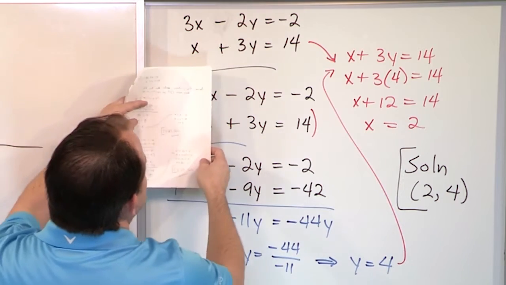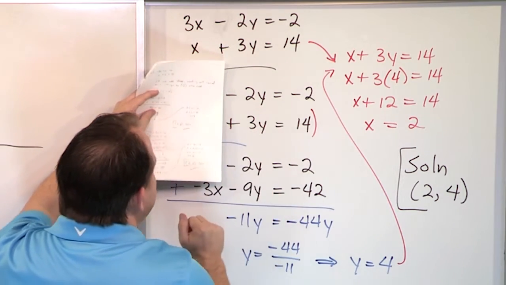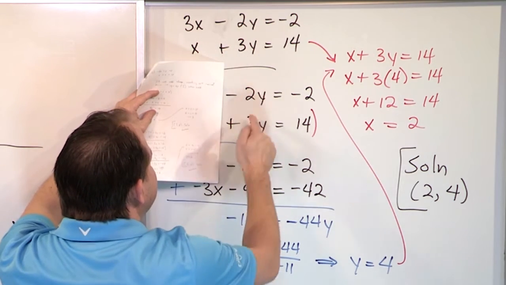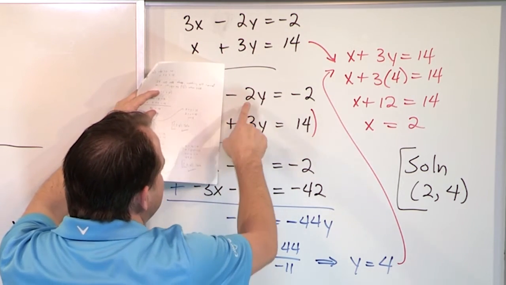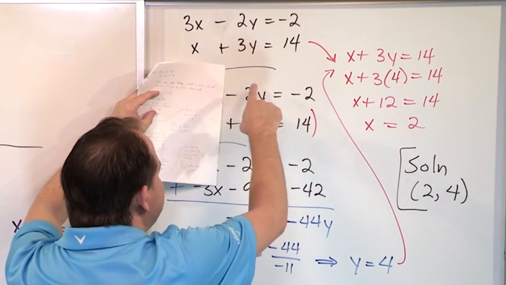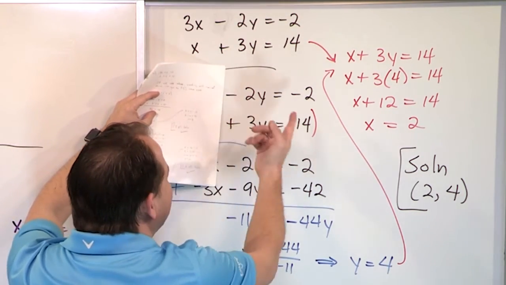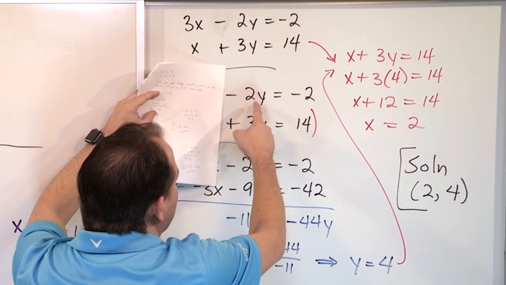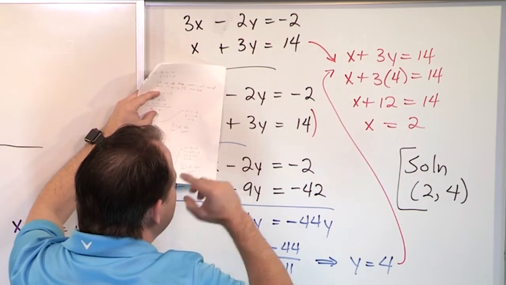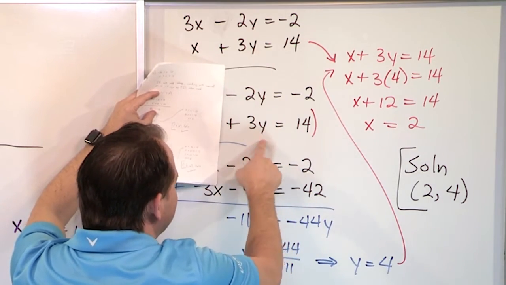What if I just cover this up for a second. What if it was just this? How could I multiply this top equation by anything to give me a 3 to cancel with this? I mean, anything I multiply this top equation by, if I wanted to cancel y's, for instance, how would I do it? If I multiply by 1 or by 2, it's going to give you a negative 2y. If I multiply by 3, it'll give me negative 6y. None of those will cancel with this.